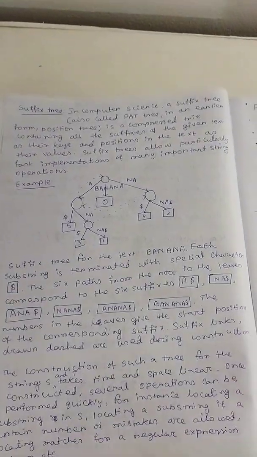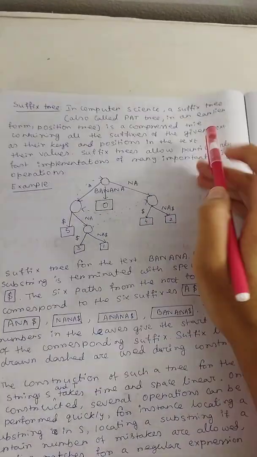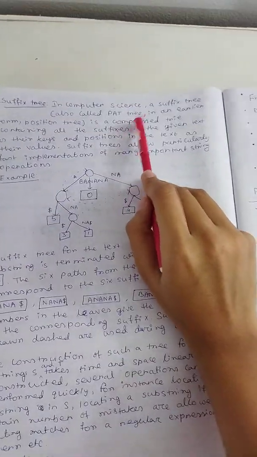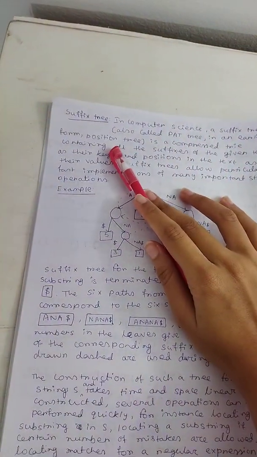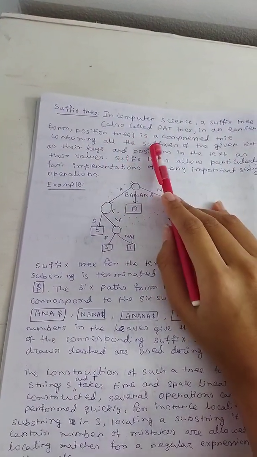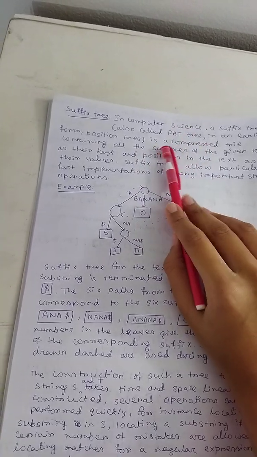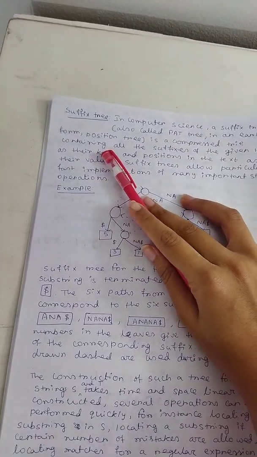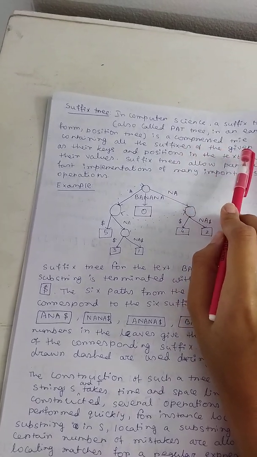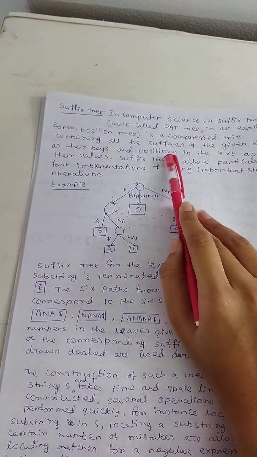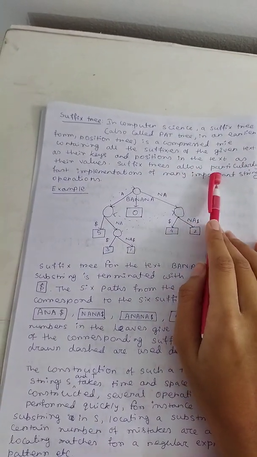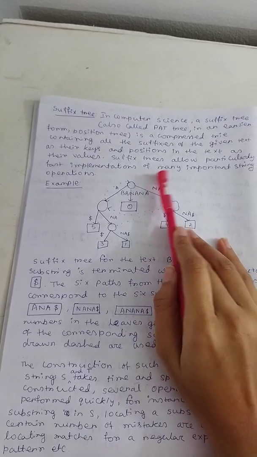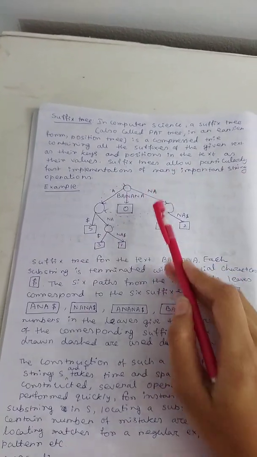Next, let's find what a suffix tree is. In computer science, a suffix tree, in earlier times also called a PAT tree, is actually a position tree. A suffix tree is a compressed tree containing all the suffixes of the given text as its keys and positions in the text as its values. Suffix trees allow particularly fast implementations of many important string operations.